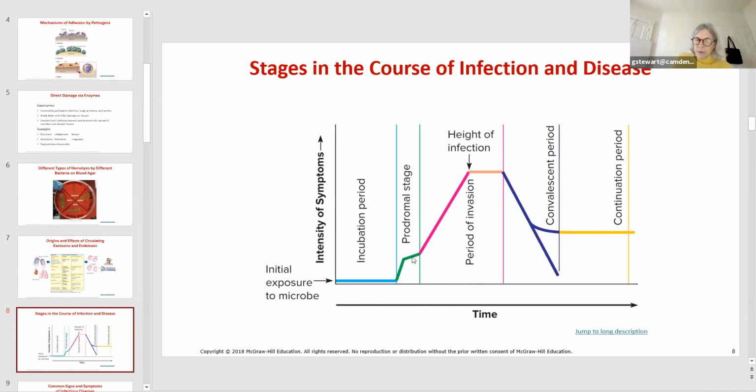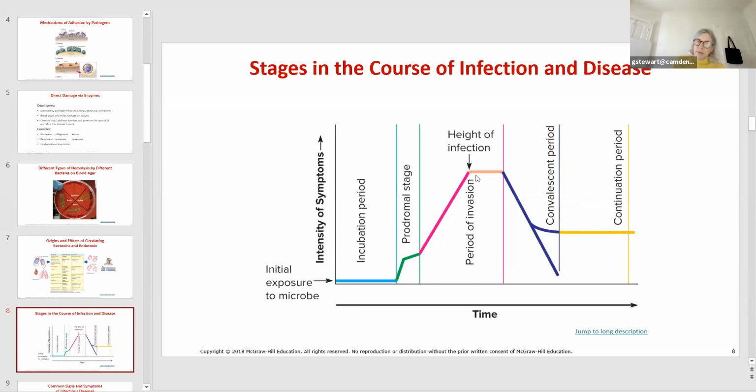This prodromal period is usually 24 hours or less, and that's when you experience your first mild signs and symptoms. So this is the time when you might not feel 100%, but you wouldn't really necessarily think that you're sick or have an infection yet. It's usually very difficult to diagnose an infection during the prodromal period.